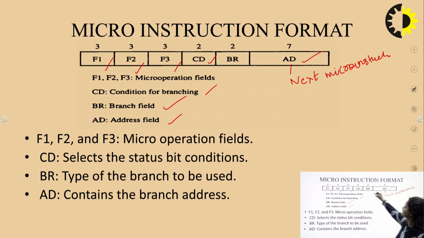Now if the branch exists, what will happen? The current address will be stored somewhere in a subroutine call register, and we will jump to the branching microinstruction. But if there is no conditional or branching statement, the next microinstruction will be sequentially addressed, that is, the address present here plus 1, the microinstruction present in the sequence in a particular pattern. Okay, so combining these fields, this is the complete control word of a microinstruction.